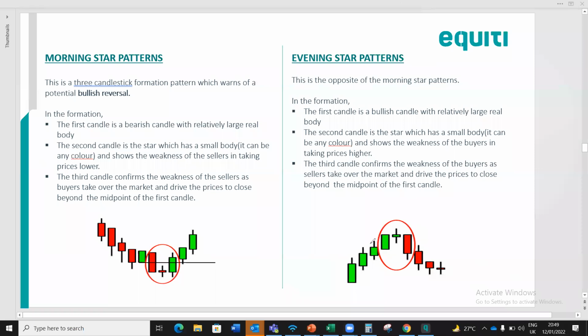All right, so this is the midpoint. The sellers are able to drive prices beyond the midpoint of the first candle. So this warns us of a what? A potential bearish reversal. Beautiful. So we can find all of these candles and put them to practice.